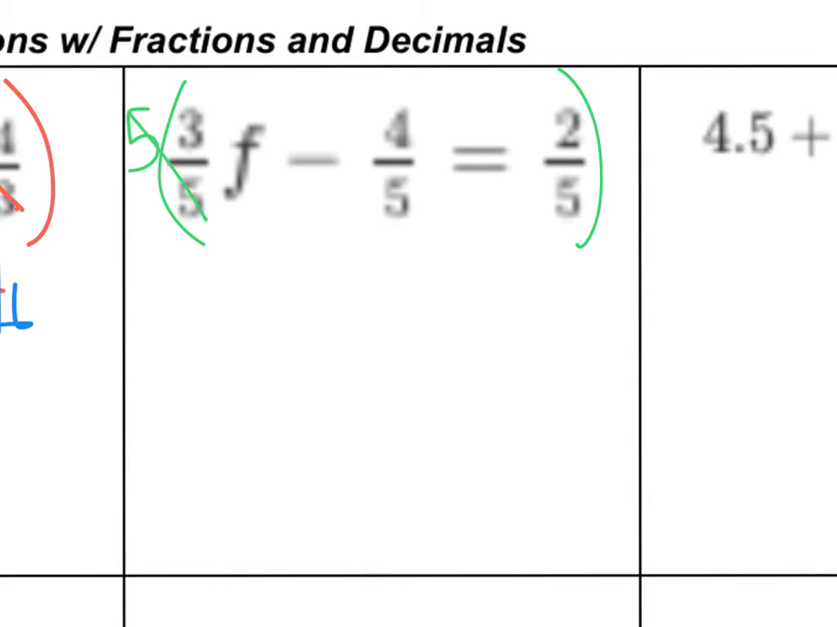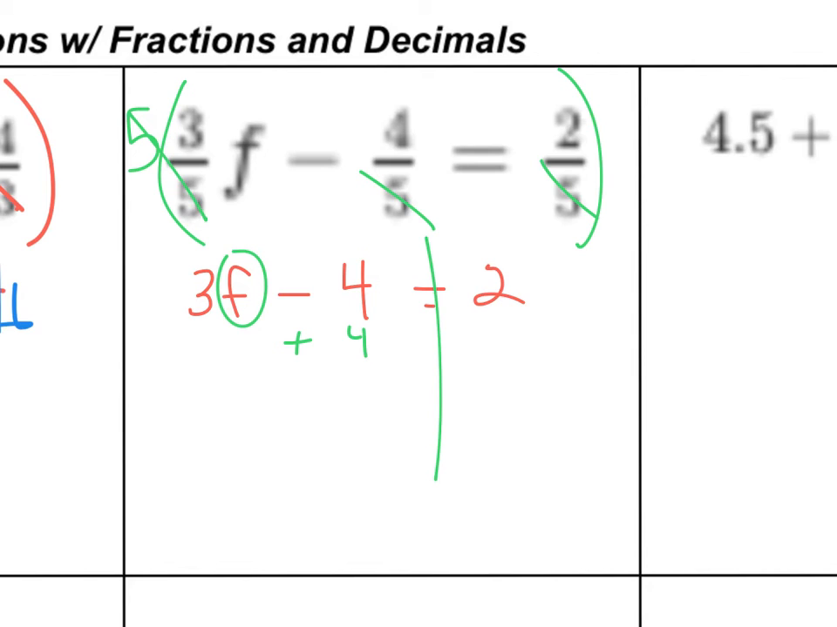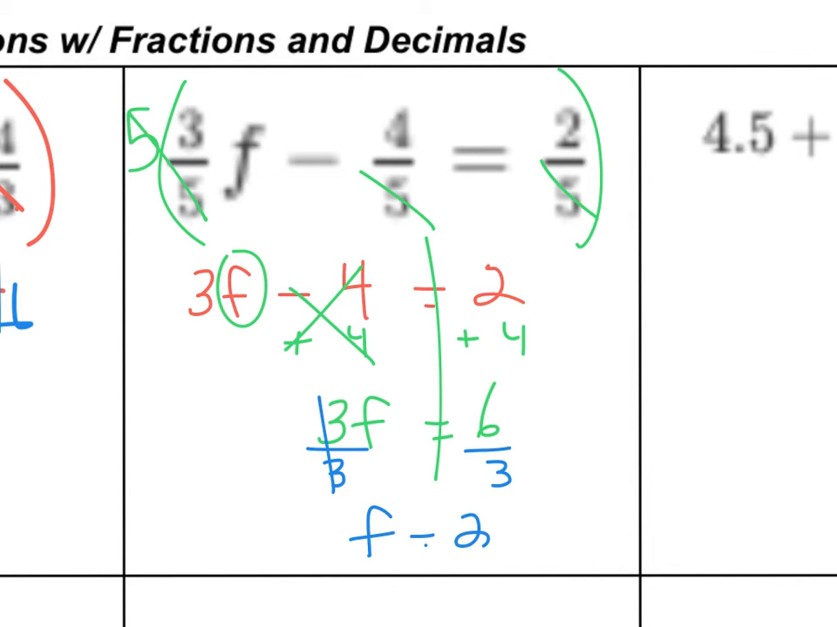All right, I see they're all 5s. I'm going to multiply all of these pieces by 5. That gets rid of my fractions. It's like magic. So this is now 3f minus 4 equals 2. Here's my equal sign. Here's my variable. Plus 4 on both sides. 3f equals 6. This is multiplication. The opposite of multiplication is division. So divide by 3 on both sides. F equals 2.